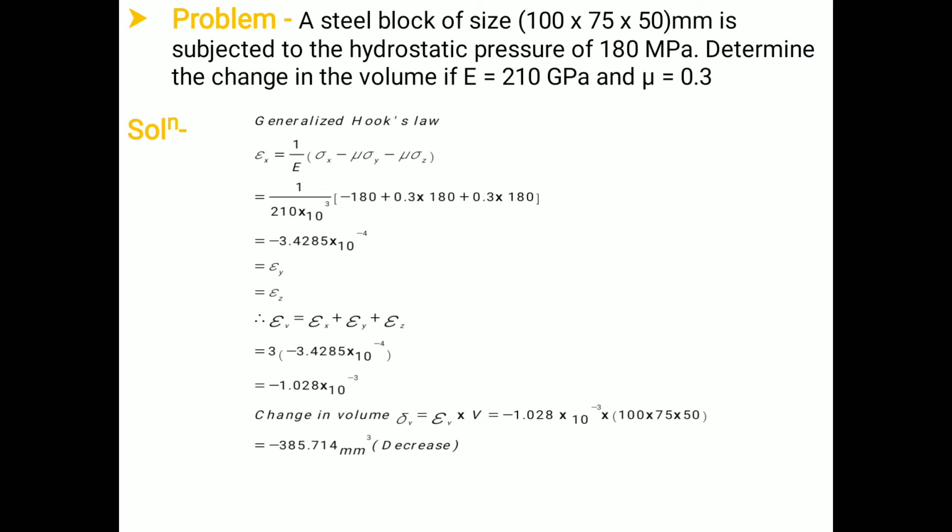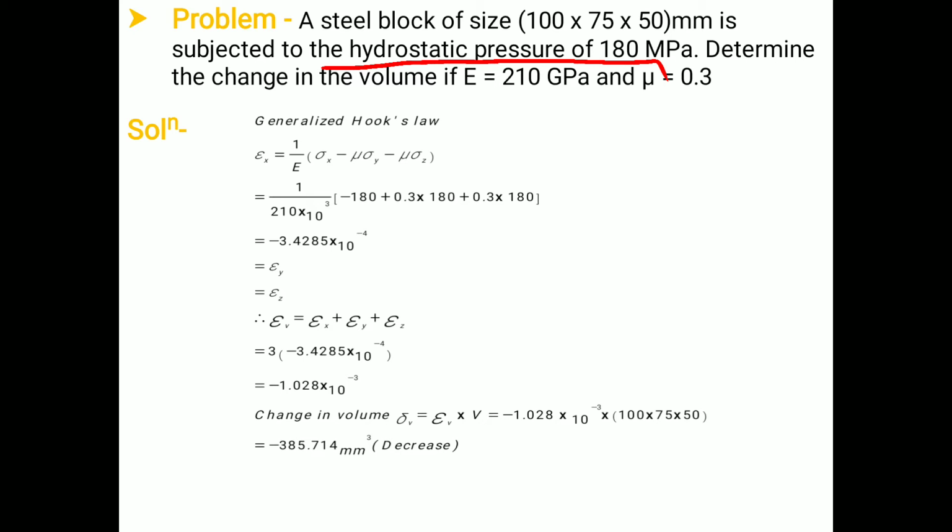Now from the given data, we can see that we have a steel block of size 100 mm, meaning the length of the block is 100 mm, its width is 75 mm and the depth of the block is 50 mm, and it is subjected to the hydrostatic pressure of 180 MPa.